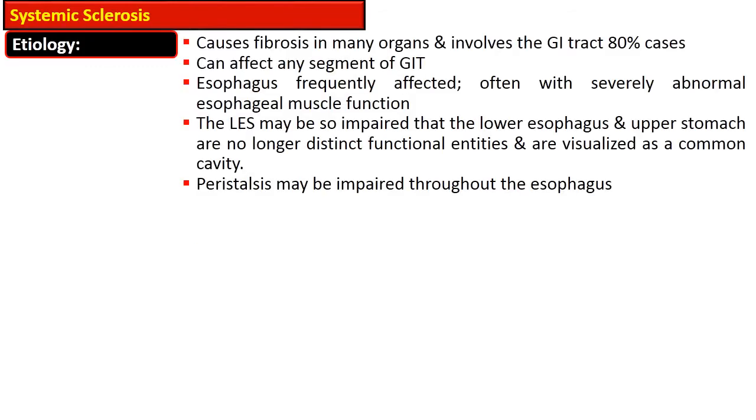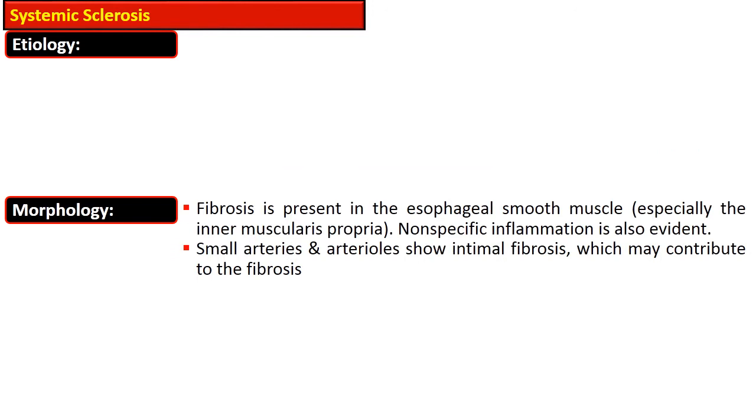Systemic sclerosis causes fibrosis in many organs and involves the GIT in 80% of cases. Any segment of the gastrointestinal tract can be affected, but the esophagus is a frequently affected organ. Often with severely abnormal esophageal muscle function, the lower esophageal sphincter may be so impaired that the lower esophagus and upper stomach are no longer distinctly functional, and they visualize as a common cavity. Peristalsis may be impaired throughout the esophagus.